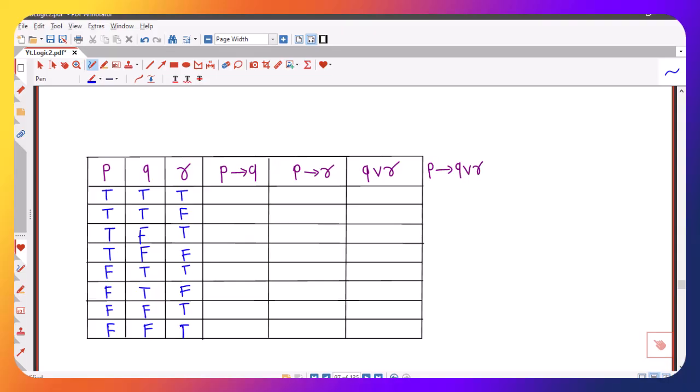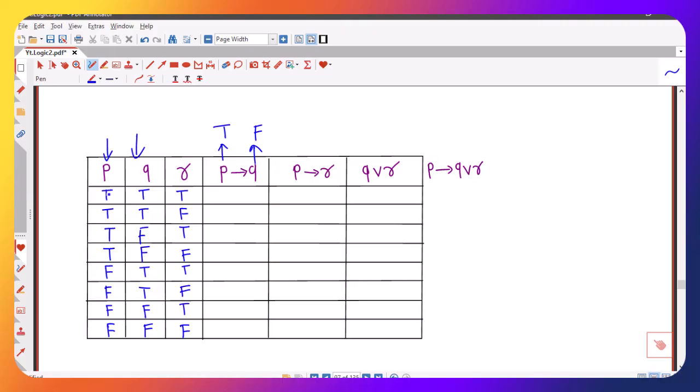True and false. And here we have the conditional statement P implies Q, and we know that P implies Q is false whenever P is true and Q is false. In all other cases it is true. So we will concentrate on these two columns for writing truth values of P implies Q.